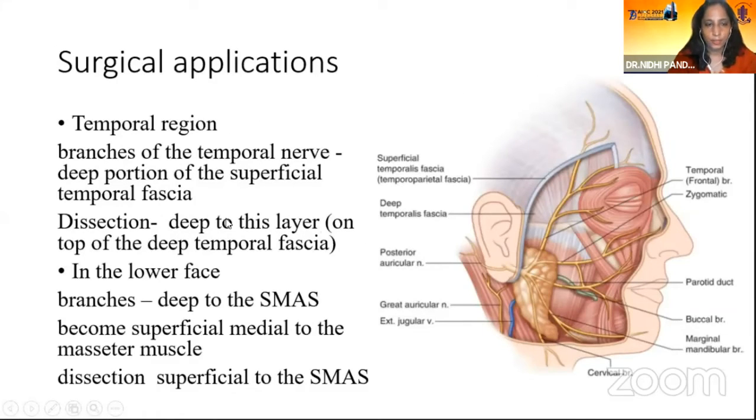Coming to two important areas, one is the temporal area, where the branches of the temporal nerve lie deep to the superficial temporal fascia. So while performing a brow lift or a facelift, we have to be careful of this area. Similarly, in the lower face, the branches run deep to the superficial musculoaponeurotic system and become superficial just medial to the masseter muscle, where we have to be careful.